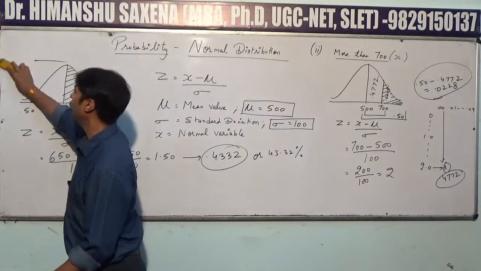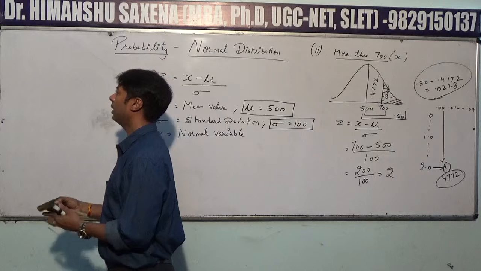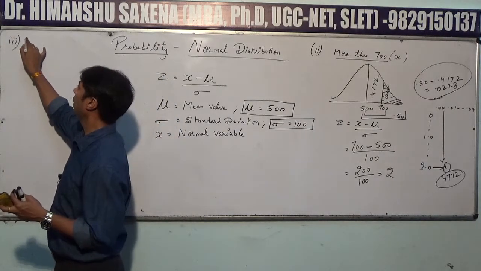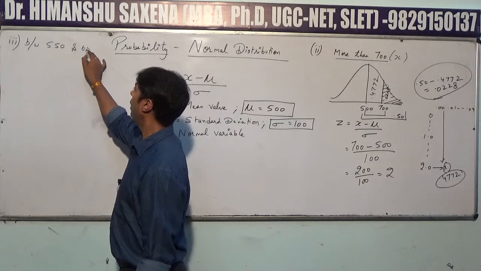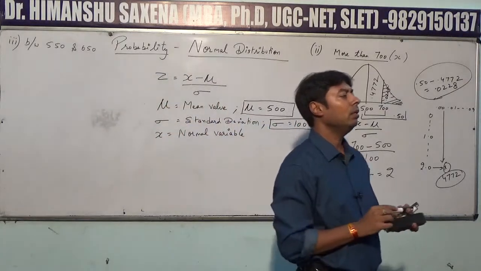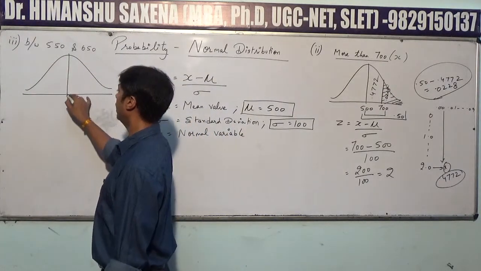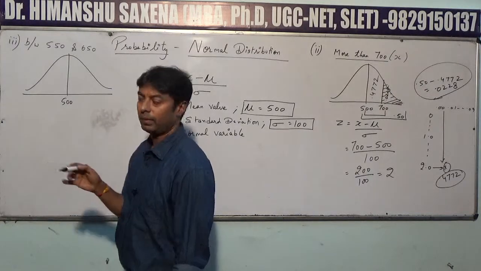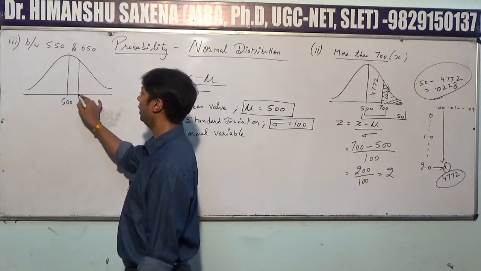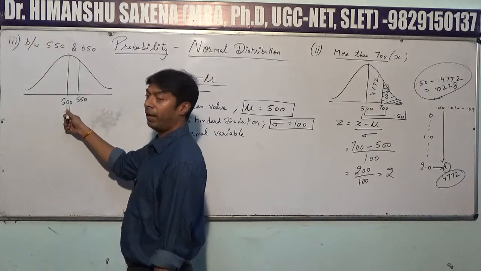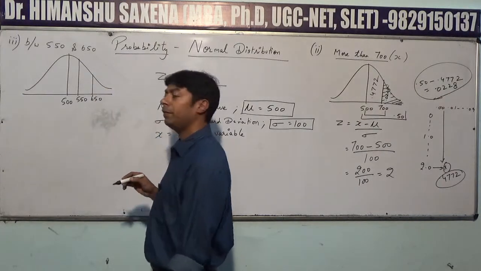Now we move on to the third part. This is again different from both the first as well as the second. The third part says that you have to find the probability that a student will take between 550 and 650 hours to complete the program. Now we'll have to draw the curve again. The central value will always be the mean value, that's 500 over here. Now 550 will lie on the right hand side of this mean value 500. 650 will obviously lie further. That will be the value of 650.